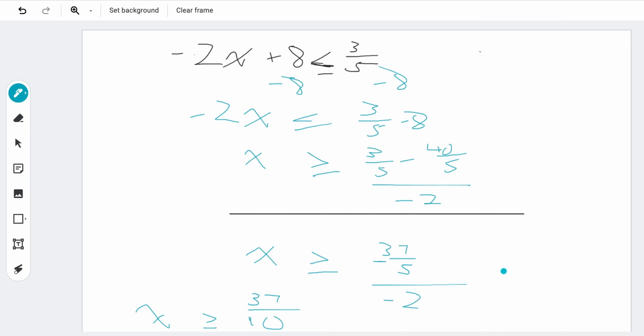In this case I want to leave it as an improper fraction, but when we're graphing on a number line, probably changing it to a decimal would be easier. Alright, so now I'm going to teach you how to graph all of this on this number line here.